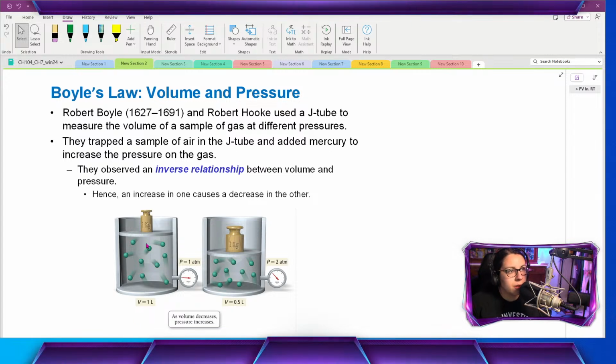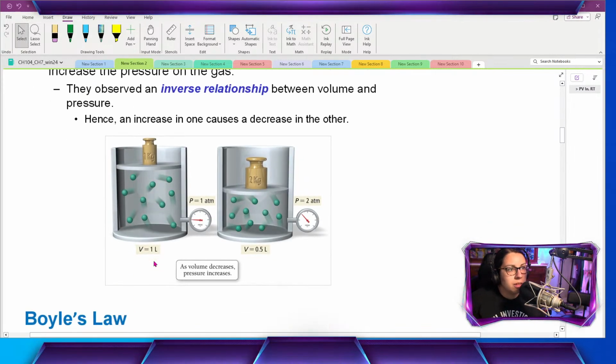So here we have our first scenario, and I'll zoom in here, where we had a volume of 1 liter and a pressure of 1 atm, and then a volume of 0.5 liter and a pressure of 2 atm once they have that.